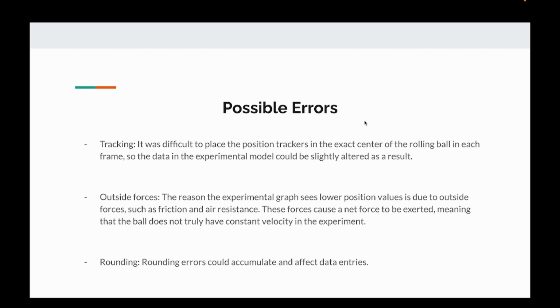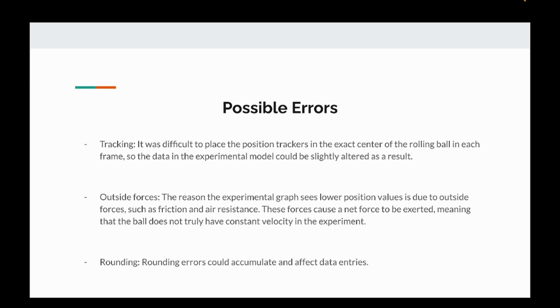So some possible errors as to why this occurs. Tracking. It was difficult to place the position trackers in the exact center of the rolling ball in each frame, so the data in the experimental model could be slightly altered as a result of this. The main reason, however, is likely due to outside forces. The reason the experimental graph sees lower position values is because of outside forces such as friction and air resistance acting on the rolling ball.